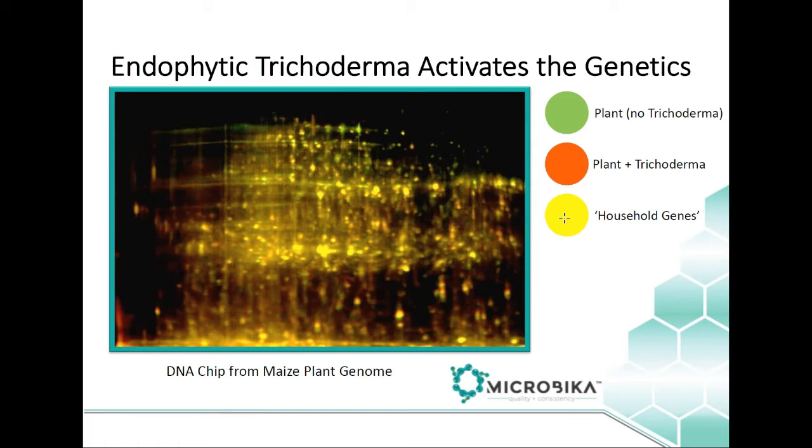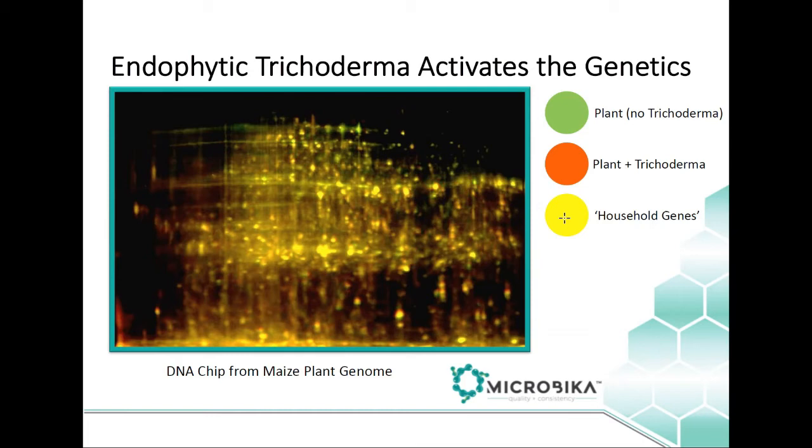Okay, so this slide is just a photo of a DNA chip from a corn plant. Every dot on that photo is a gene that is switched on. There are 3 sets of genes that we could see. The first ones are the green dots. Those are genes switched on in plants where there's no endophytic trichoderma associated with the plant, so unique genes that are only switched on in the plant when there's no endophytic trichoderma involved.